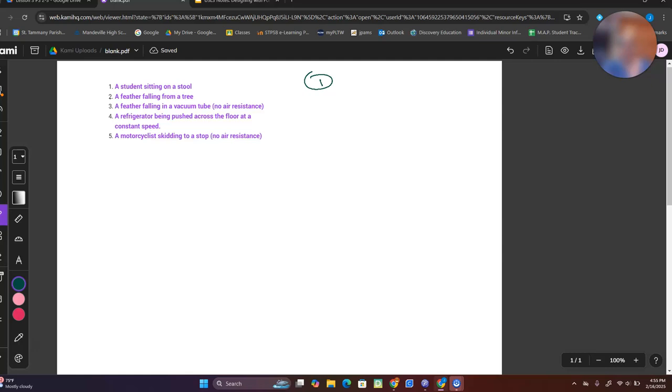So we need to look at this, and we're going to say we have a student sitting on a stool. So technically what this would look like is if I've got my stool, it's a terrible stool, but I've got my student sitting on it, right, like that. I want to just focus on the student as my object. So I am going to draw a dot to represent my student.